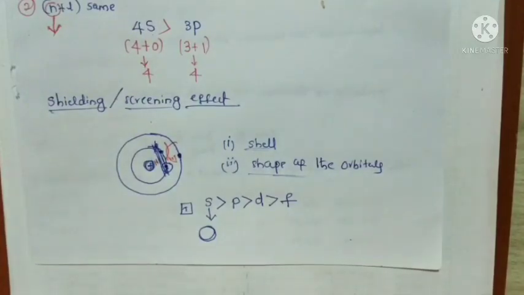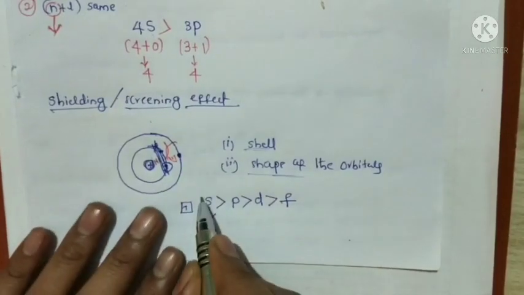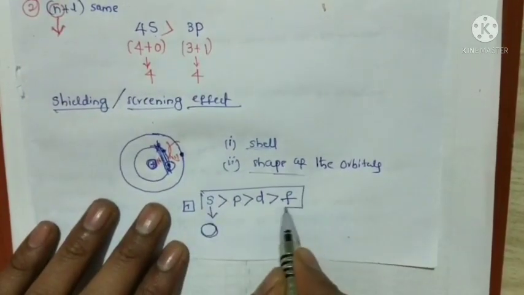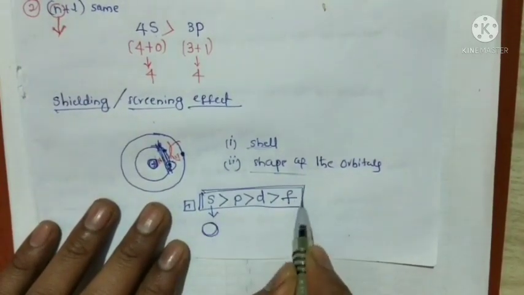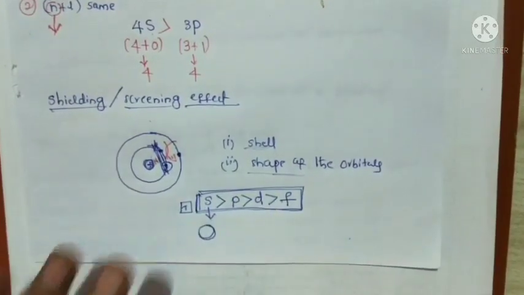The question arises here about the shielding effect: which of the following orbitals has more shielding? If the electrons are present in s orbital, it has more shielding. This is the decreasing order of shielding effect.